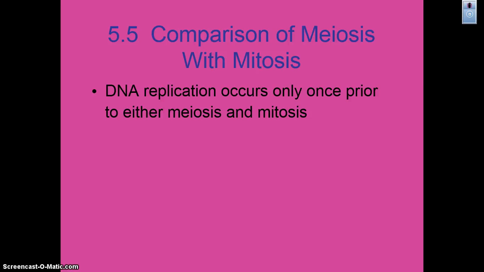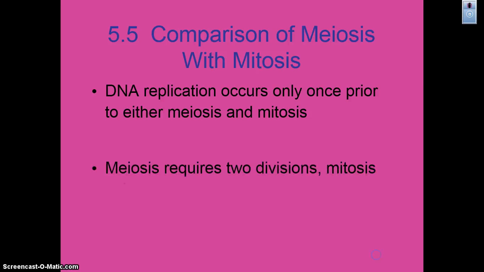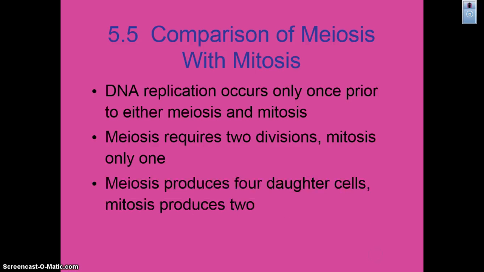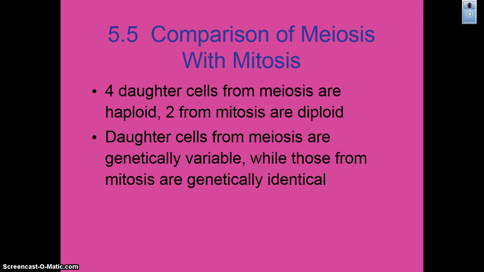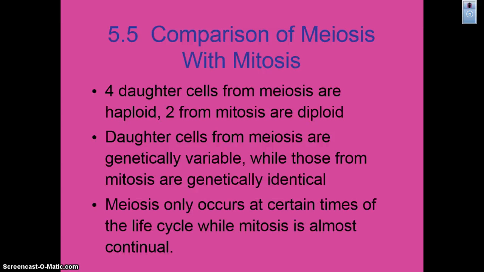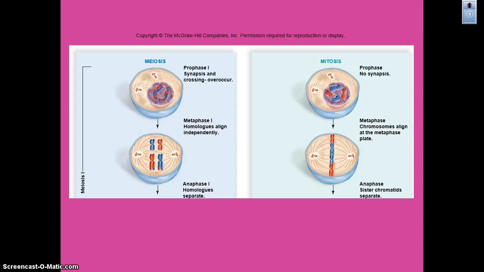DNA replication occurs only once prior to meiosis and mitosis. Meiosis requires 2 divisions, mitosis 1. Meiosis produces 4 daughter cells, mitosis 2. The 4 daughter cells from meiosis are haploid, the 2 from mitosis are diploid. The daughter cells from meiosis are genetically variable, and those from mitosis are genetically identical. Meiosis only occurs at certain times of the life cycle, and that's to produce sperm and egg. Mitosis happens almost continually.